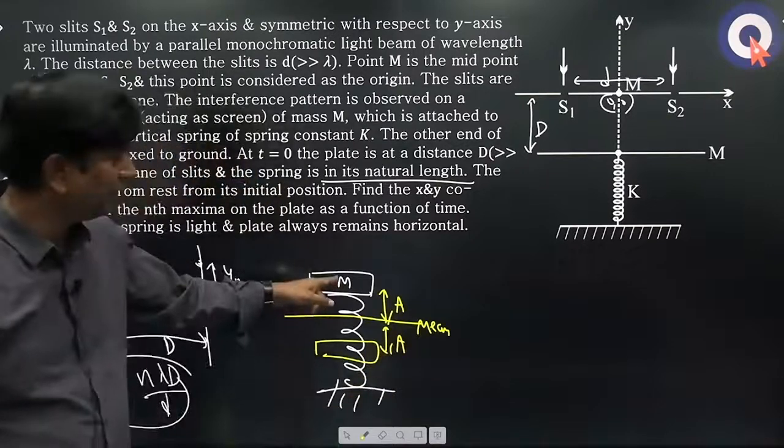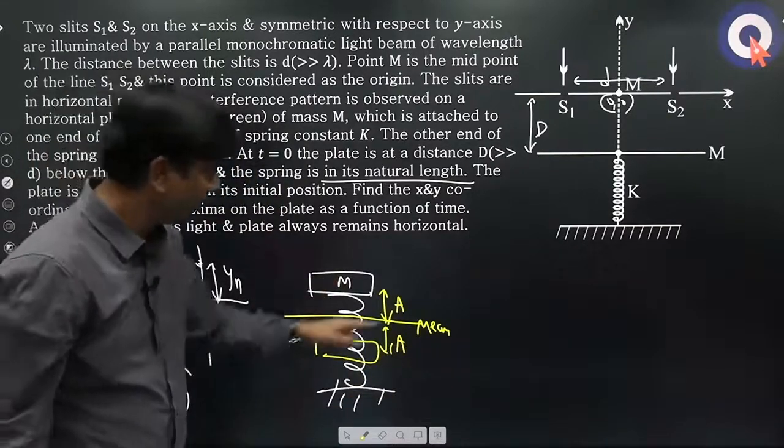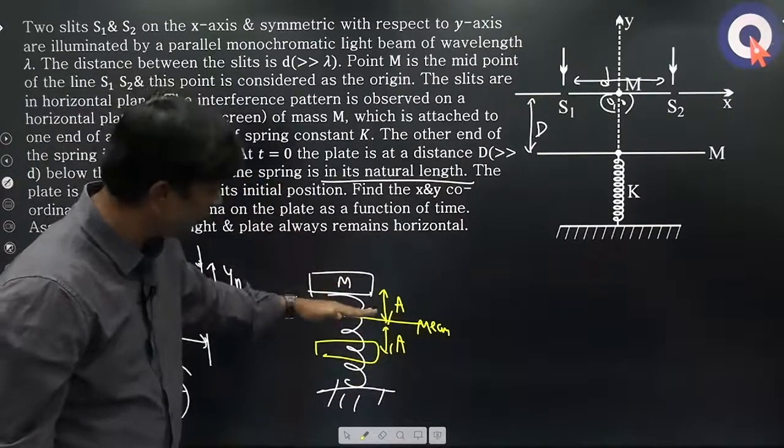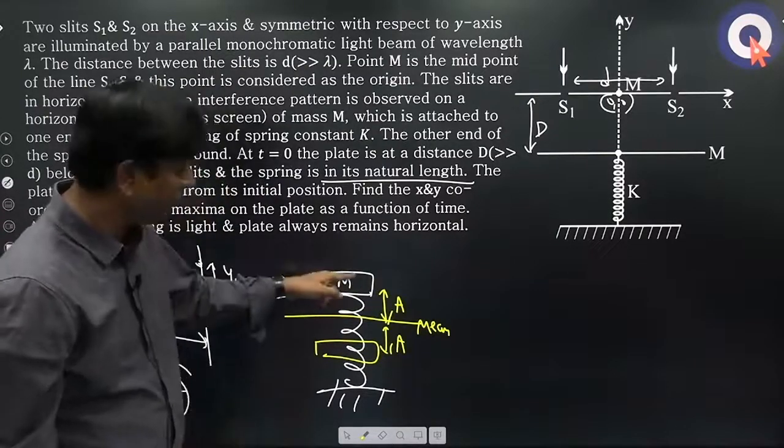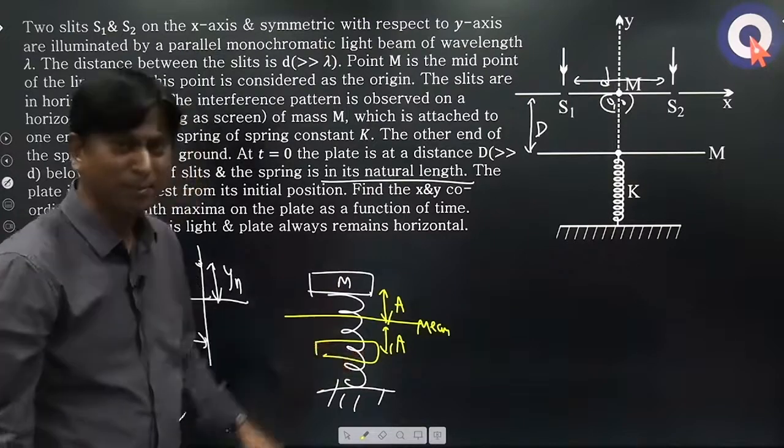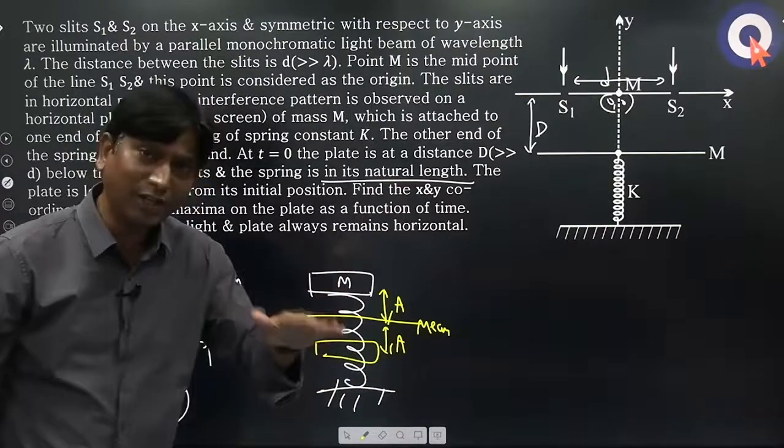Whenever you release this from rest from the natural length, this will become the mean position. It will come up to here and then down, and then it will oscillate like this. One extreme position will be the natural length and the other extreme position will be the compressed length. The mean position will also already be compressed.